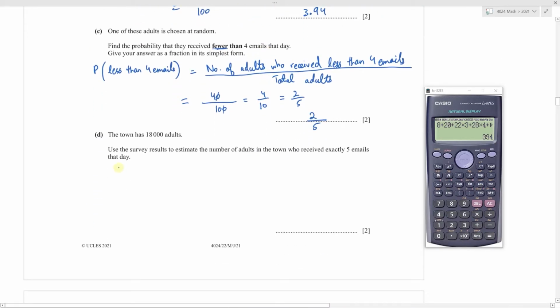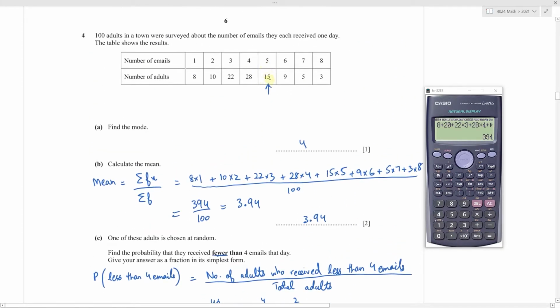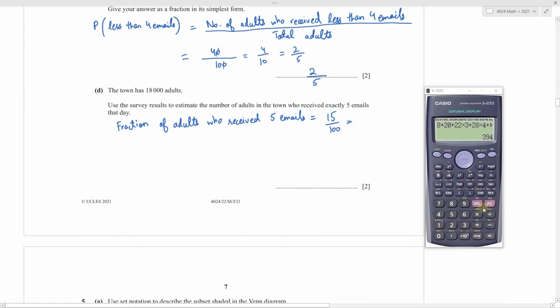So what is the fraction of people, of adults, you can say, who received 5 emails? What is this fraction? This is 15 over 100, because out of the 100, 15 received exactly 5. So this is your fraction. So 15 over 100 will be 3 over 20.